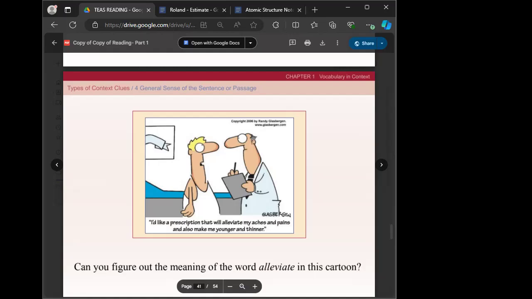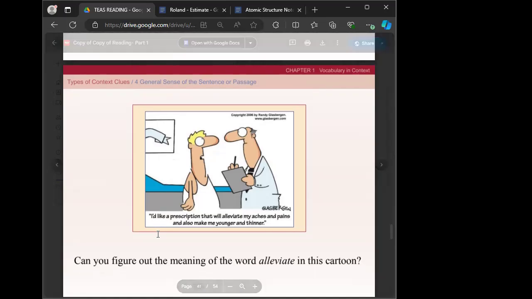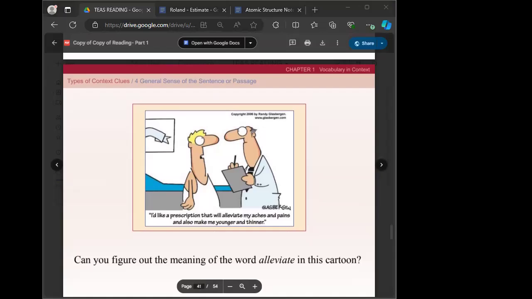Okay. And then, there's two ways to think about it. You could think about it in terms of what you would normally want to happen with aches and pains. And so you probably would want them to go away. Also, you could think about what prescriptions are normally supposed to do. So prescriptions are normally supposed to make your symptoms go away or disappear or reduce or lessen.